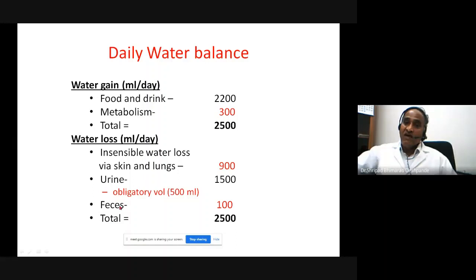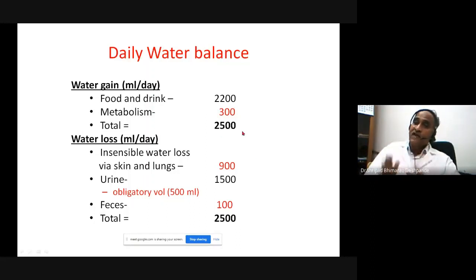Then we have water going through the stools or feces. That is not much as compared to the kidney. It is about only 100 milliliters. So this is fixed. That means the insensible loss is fixed, and the loss through the feces is fixed. The only thing coming here is the 1500 ml; the urine volume can be altered. That can be variable. So the total amount is 2500 ml. You have a perfect balance sheet there: 2500 ml intake and 2500 ml output or loss. So we are perfectly balanced, and we don't have any excess of water.